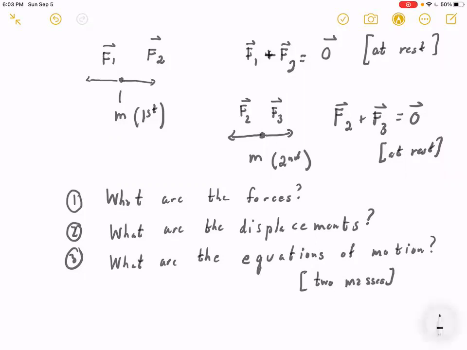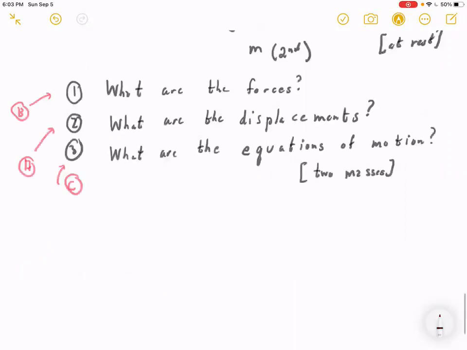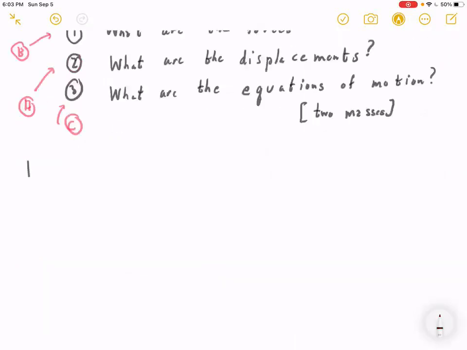So it turns out we will tackle this problem accordingly. We'll actually deal with number 2 first, and then we'll look at the forces, and then we'll look at the equations of motion. Okay, so as advertised, you have to figure out what are the displacements.